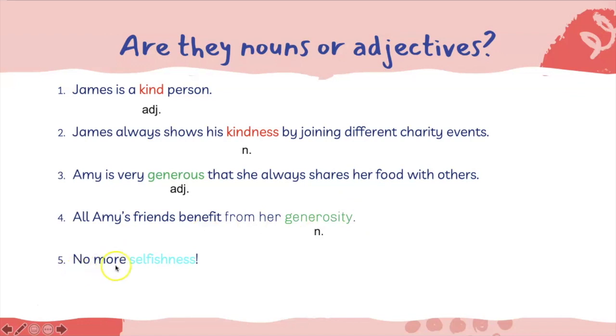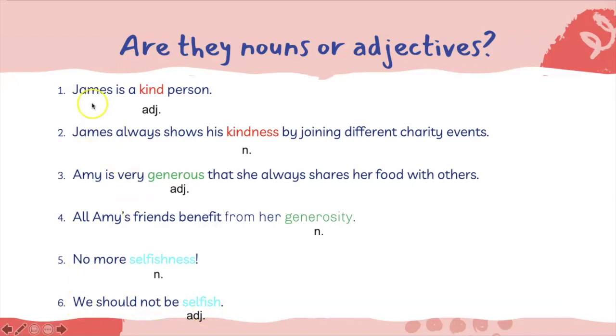Number 5. No more selfishness. Is the word selfishness a noun or an adjective? Yes, you're right. It is a noun. Because we always have a noun after no more something. So, we should have a noun after no more. That's why selfishness is a noun. Number 6. We should not be selfish. So here, is selfish a noun or an adjective? Yes, you're right. It is an adjective. We use the word selfish to describe a kind of person that we should not be. So selfish here is an adjective.